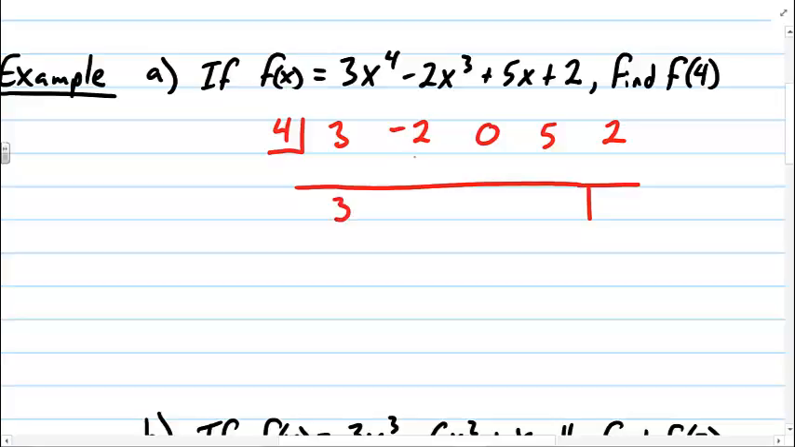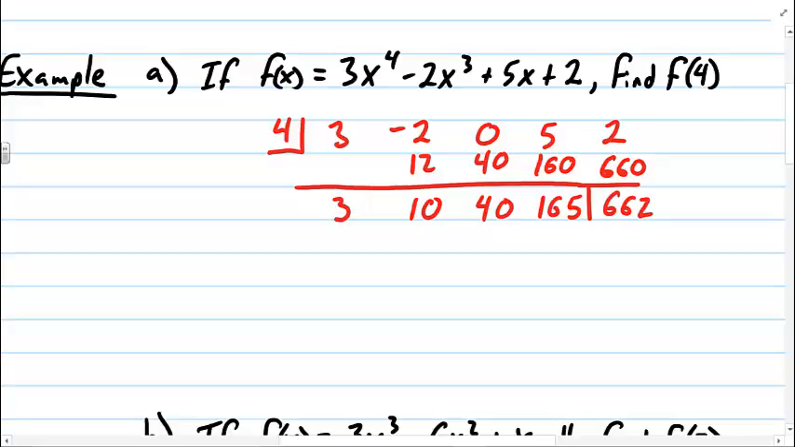So this should be quick if you're good with your multiplication. The 3 comes down, multiply, you get 12. Add, you get 10. Multiply, you get 40. Add, you get 40. Multiply, you get 160. That would be 165. And okay, for the first time, I'm going to struggle here. 165 times 4. I can do it off to the side, or I can grab a calculator. It turns out that is 660. And so then you add those together and you get 662. And there we go. That's my answer.